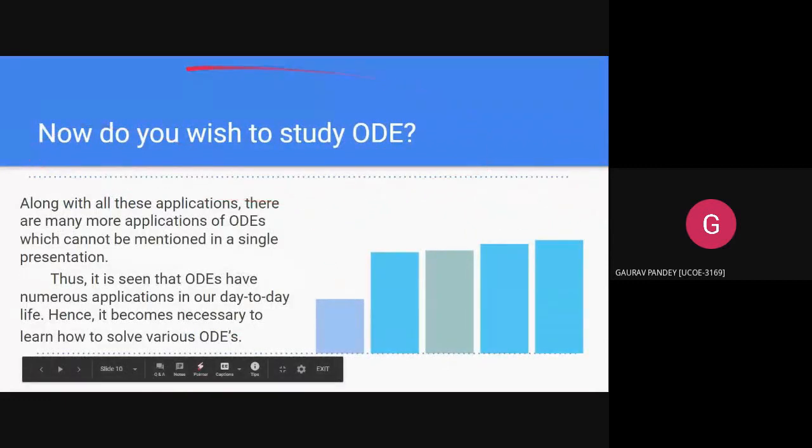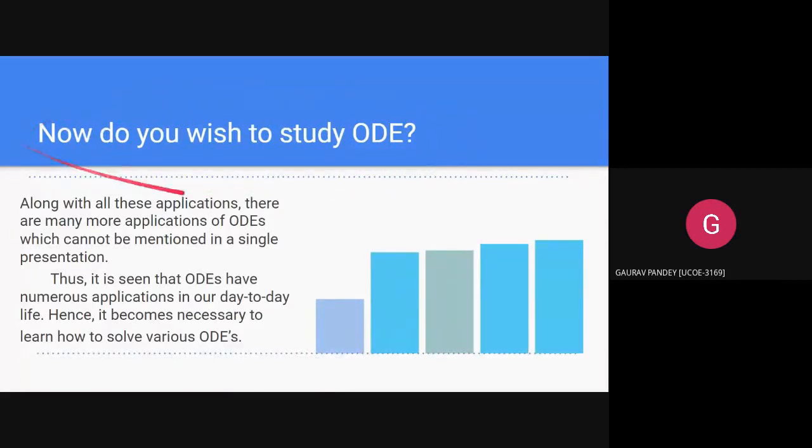Along with all these applications, there are many more applications of ODEs, which cannot be mentioned in a single presentation. Thus, it is seen that ODEs have numerous applications in our day-to-day life. Hence, it becomes necessary to solve various ODEs. Now, I would like to request my fellow teammate Dakshata to continue further.